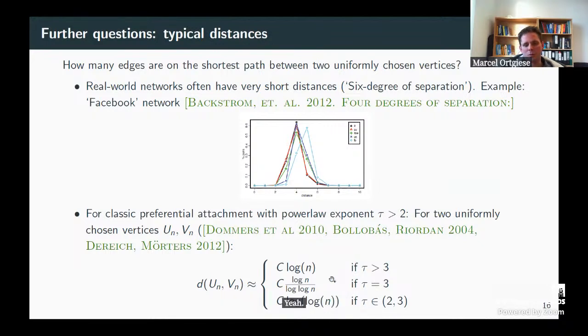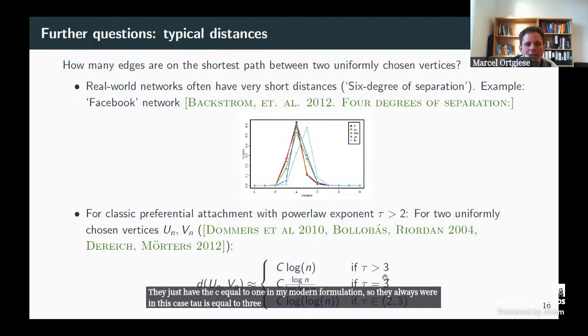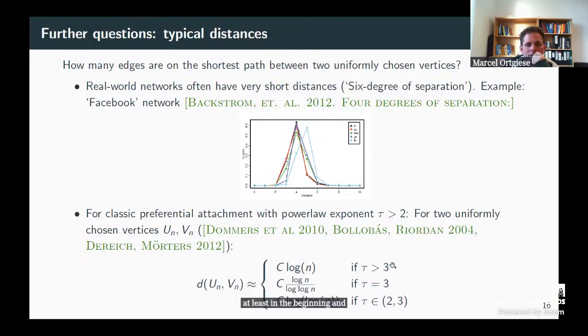In terms of who proved what, Bollobás and Riordan were first. They just had c equal to 1 in my model formulation, so they were always in the case tau equal to 3, at least in the beginning. And then Dommers et al. proved log n bounds, but maybe not the right constant.